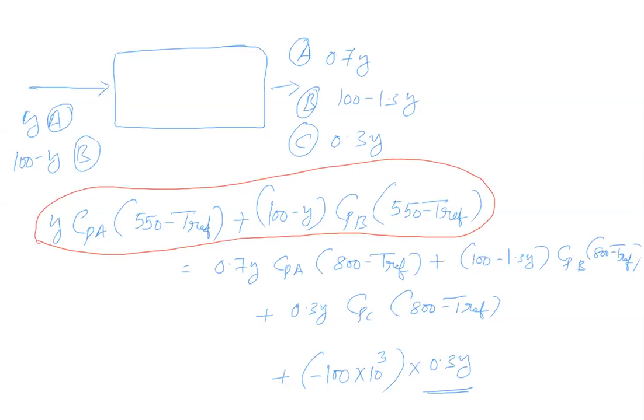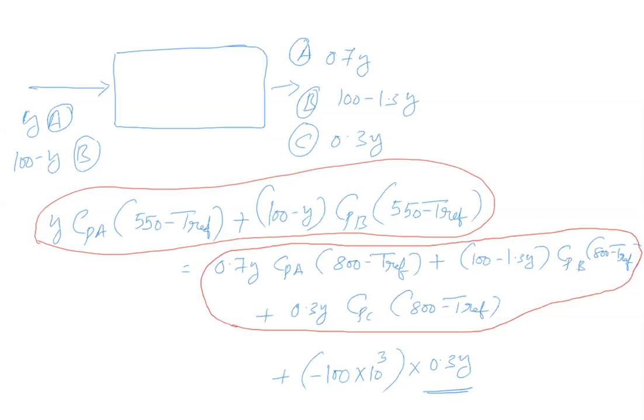So basically right here, this is one combination. This is what is heat out. This is what is enthalpy in, enthalpy out plus enthalpy of reaction. So any doubts here?